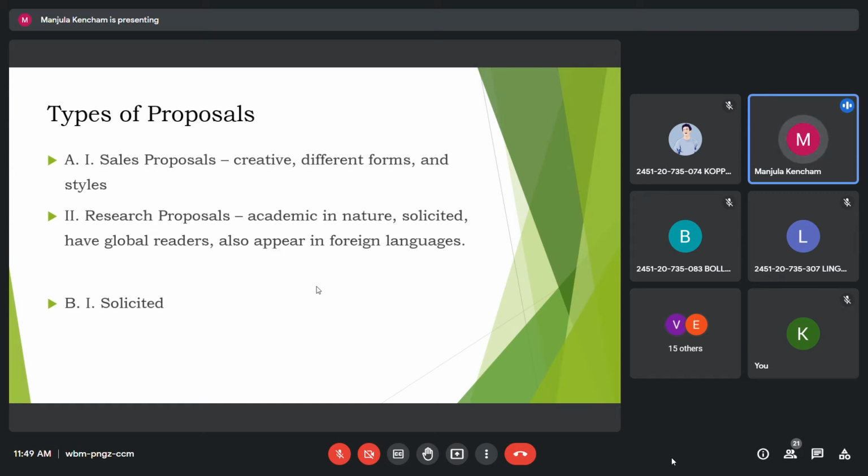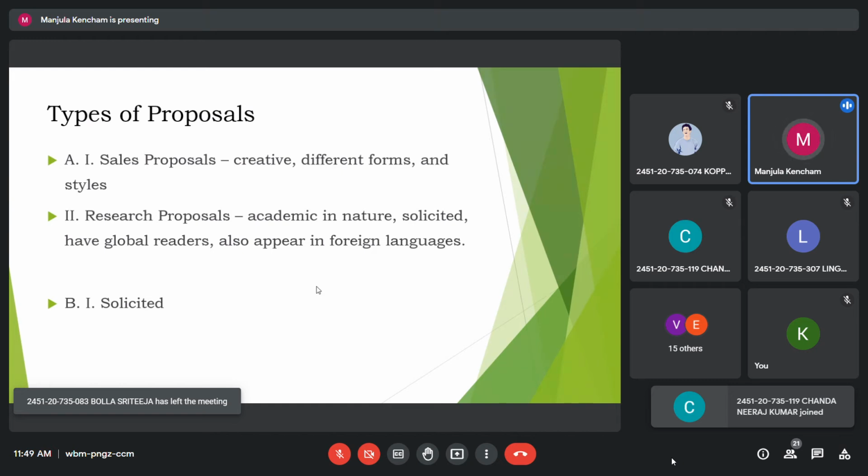Solicited is invited, unsolicited is uninvited. So whenever there is no opening, but still I try to find some kind of openings for my sake, that comes under unsolicited kind of writing. Be it a proposal, be it a letter or a resume writing, anything. Okay. Remember this without fail.